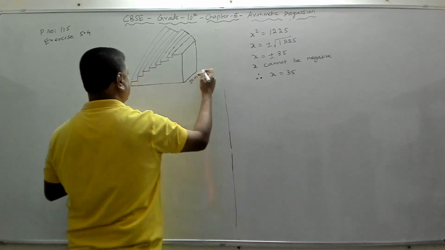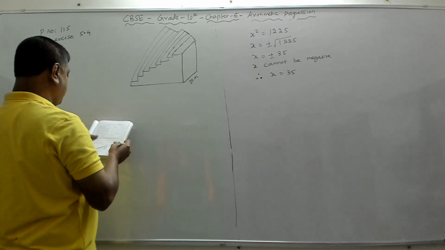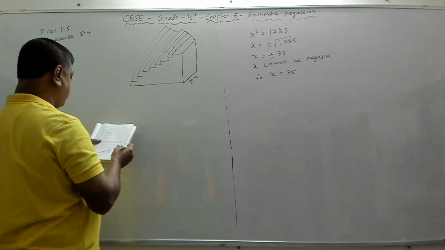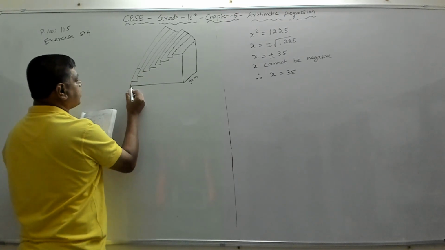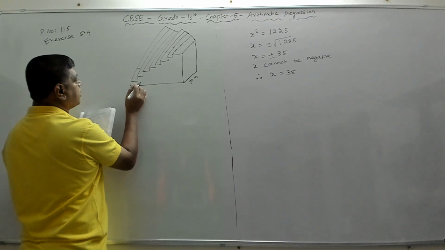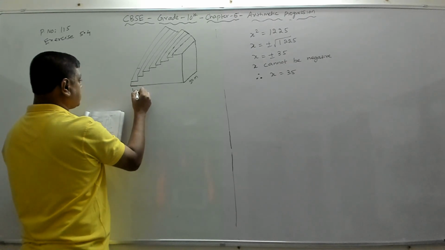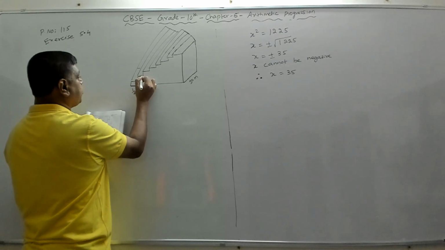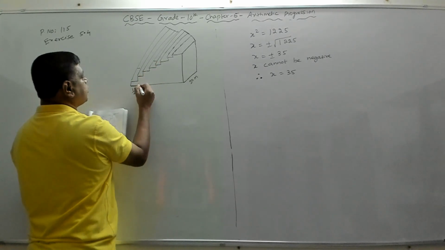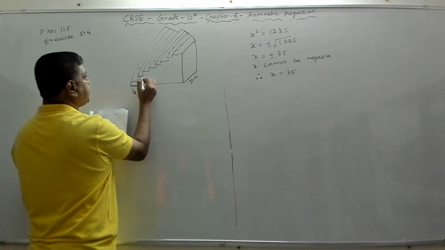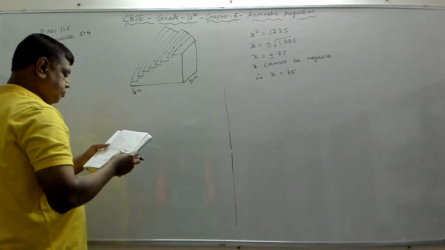This length is 50 meters. And each step has a rise of 1 by 4 meter and the tread of 1 by 2 meter. So this length is called the tread, which is 1 by 2 meters. Each one is also 1 by 2. The length of each tread is 1 by 2 meter. Each length of the tread is called the tread.